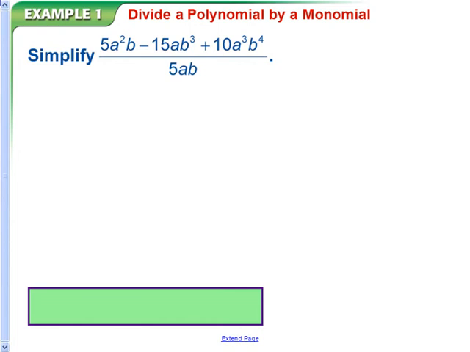Okay, so dividing by a monomial. This is actually pretty easy. All it means is that we have to divide each term by 5ab. So I'm going to write this out, each one as a separate fraction. And then we're going to simplify each one.